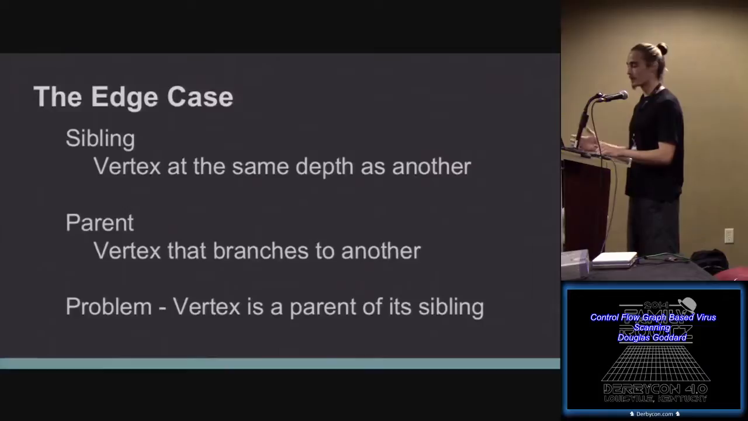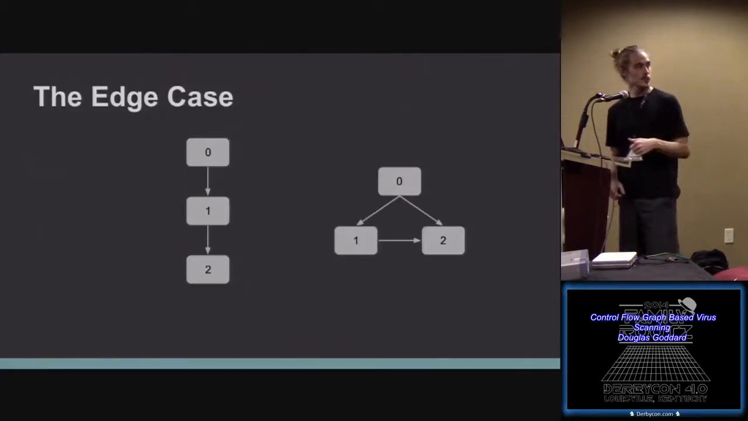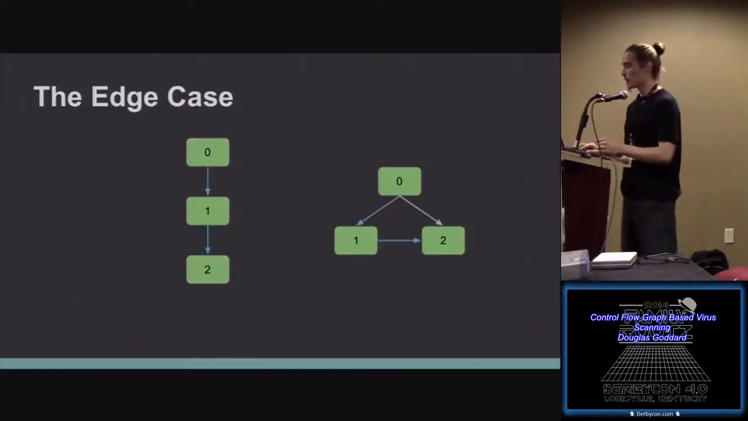So to define the edge case, a sibling is a vertex at the same depth as another, and the parent is a vertex that branches to another. So the problem is when a vertex is a parent of its sibling. And graphically, that's this triangle over here. So this signature, the straight line, should match in this graph. But it doesn't because my algorithm treats that 2 at a different depth in each one.